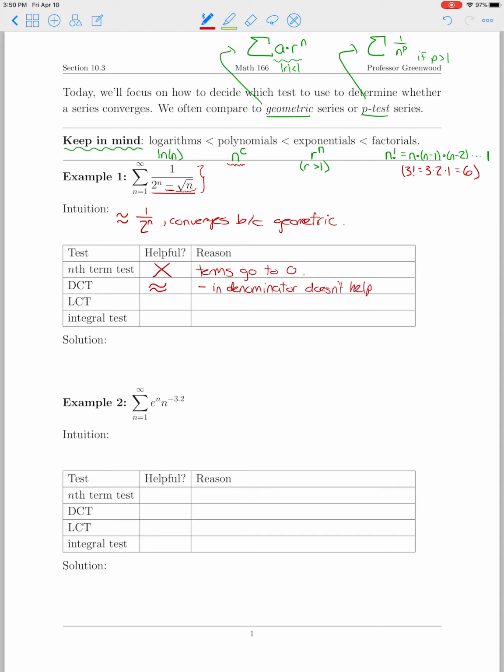Because the next test, the limit comparison test, will be useful. The reason that this is useful is because there are clear leading terms here that we can analyze. By the leading terms, I mean the biggest thing in the numerator and the denominator. That would be the 1 in the numerator and the 2 to the n in the denominator, which are easy to analyze.